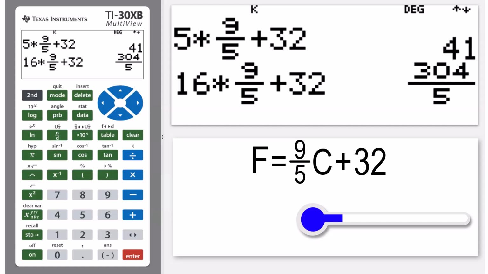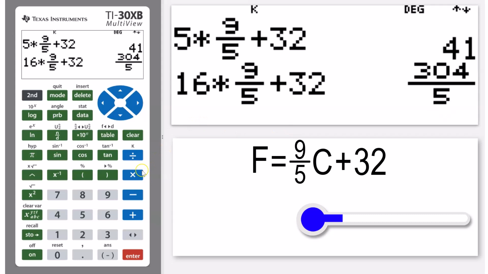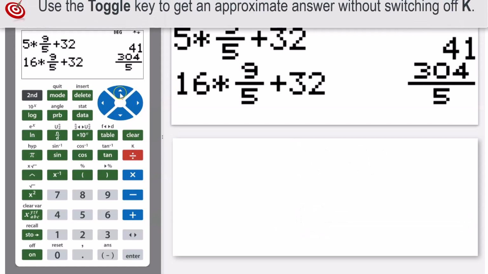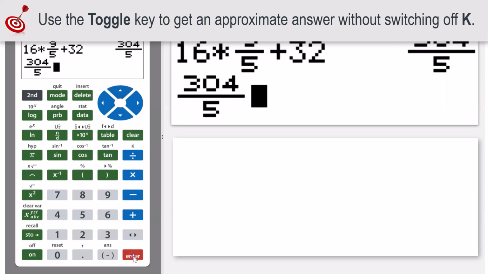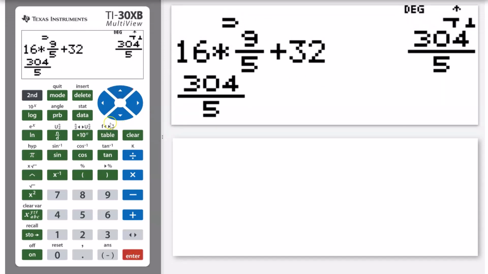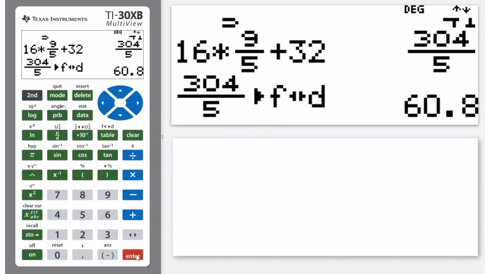So if I wanted to convert this 304/5 into a decimal, what I would need to do is turn off that k function. Again, second and the division key, so I turn that off. Then I could simply use my up arrow to highlight that answer, press enter to bring it down into the next line, and then convert using my second and the table button, converting that from a fraction into a decimal, and press enter. There I can see 60.8 degrees Fahrenheit would be that temperature at 16 degrees Celsius.